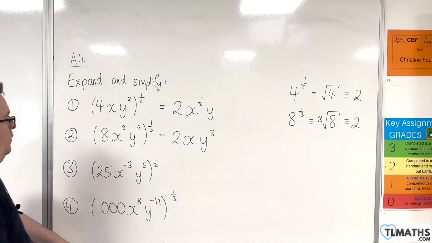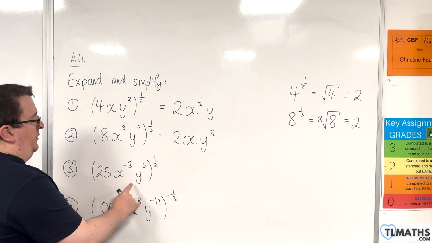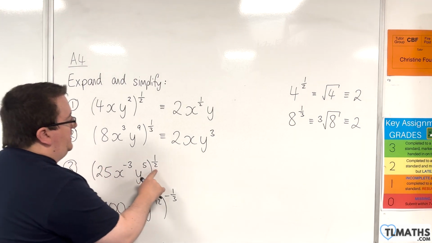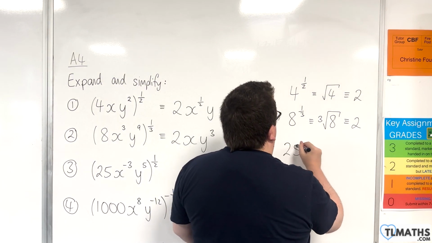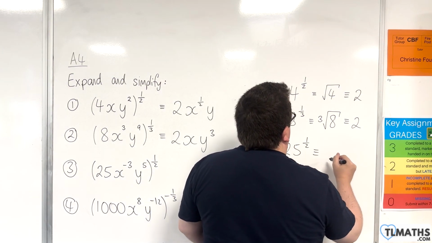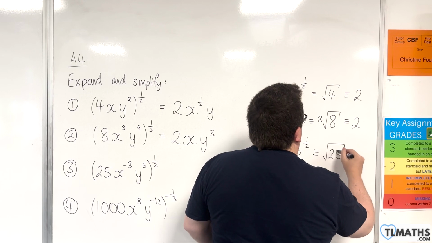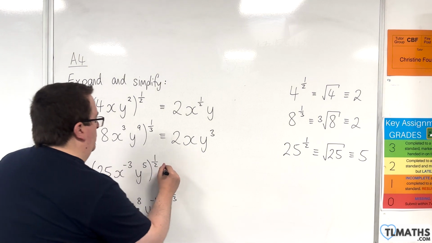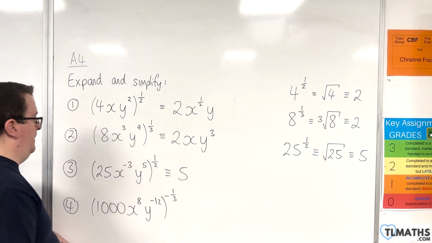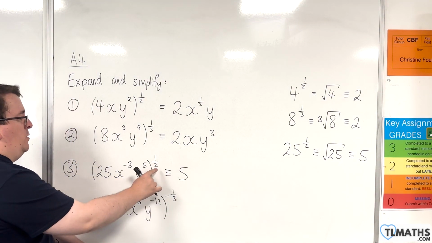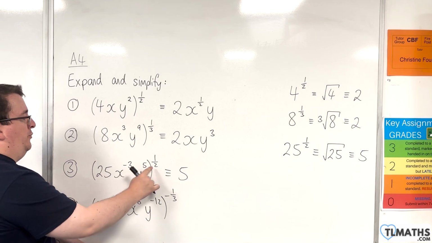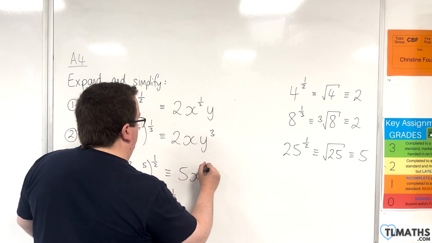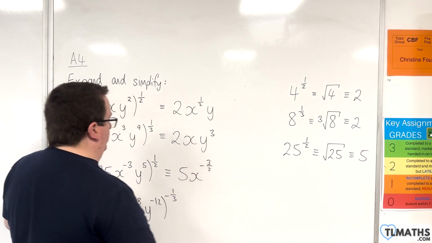So number 3, we have 25 x to the minus 3 y to the 5, all to the power of 1/2. So 25 to the power of 1/2 is the square root of 25, which is 5. So we have 5. Then x to the minus 3 to the power of 1/2. Minus 3 times 1/2 is minus 3/2. So x to the minus 3/2.